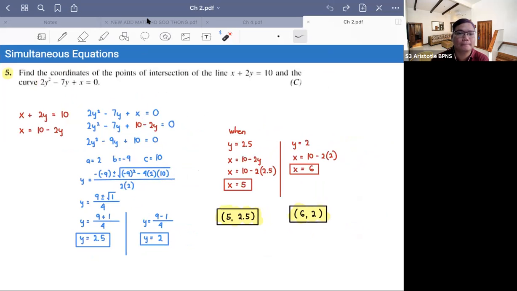Okay, none? Okay, so class, by the way, whenever you see letter C, that means that this question already appeared in one of the exams from IGCSE. All right, so yeah. Okay, so that's number 5.